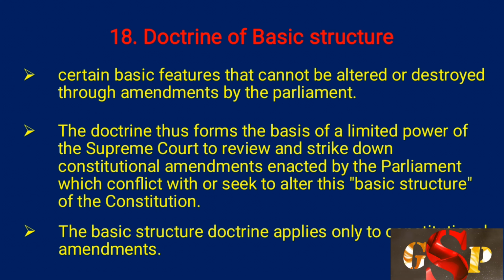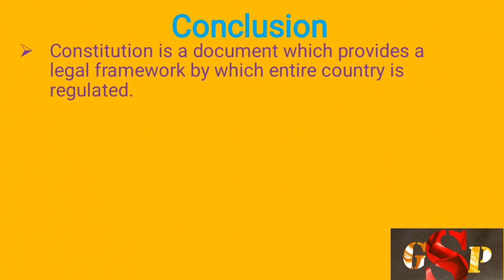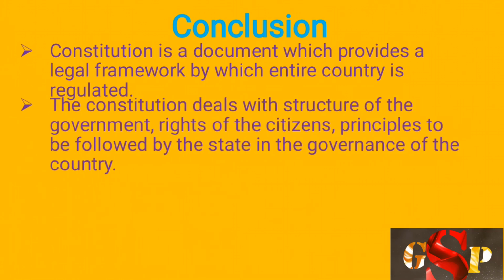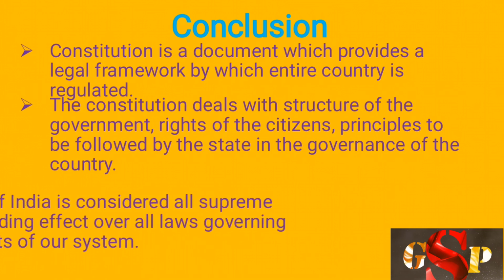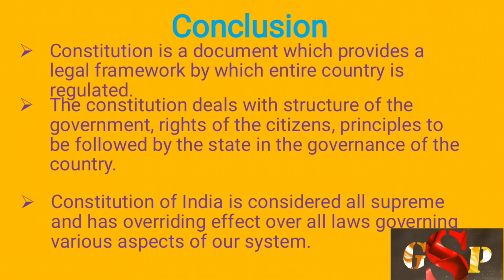Now, before I conclude, it's very important to know that these are, prima facie, the most important salient features of the Constitution. The Constitution is a document which provides the legal framework by which the entire country is regulated. The Constitution deals with the structure of the government, rights of the citizens, and principles to be followed by the state in the governance of the country. The Constitution of India is considered supreme and has overriding effect over all other laws governing various aspects of the system. That's why the Indian Constitution is called the mother of all laws.